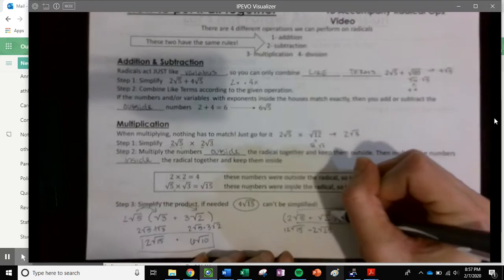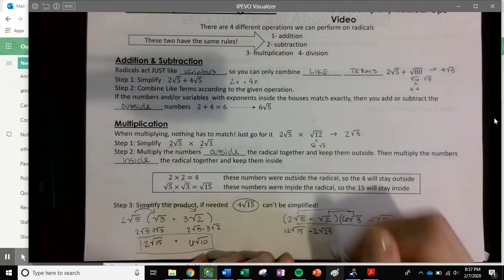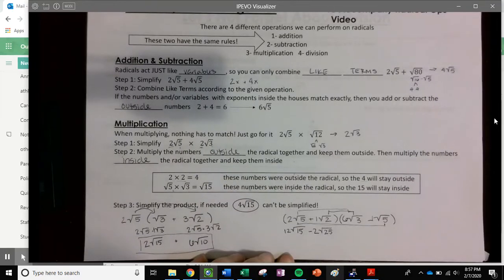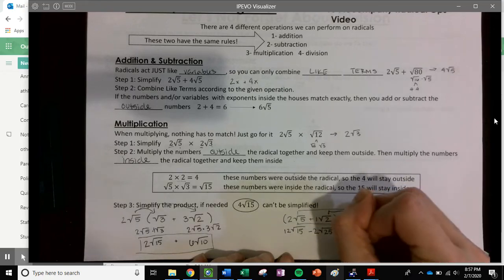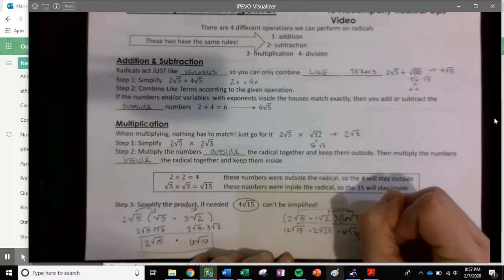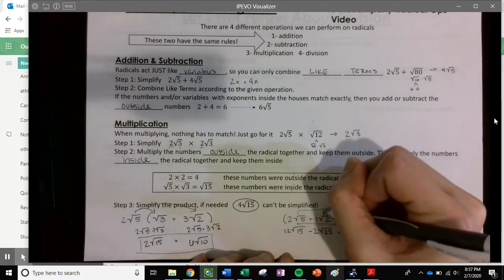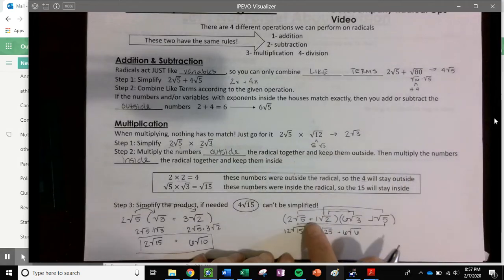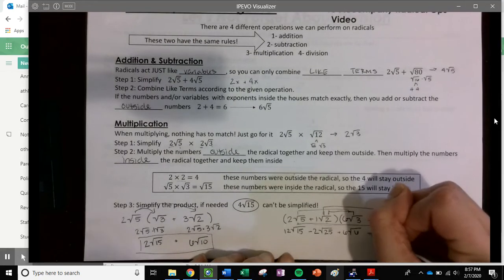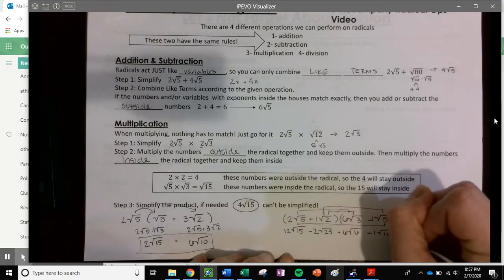Okay, now we're going to do our inside terms. So 1 square root 2 times 6 square root 3. 1 times 6 is 6. 2 times 3 is also 6. And then we're going to do our last terms. 1 times negative 1 is negative 1. 2 times 5 is square root 10.